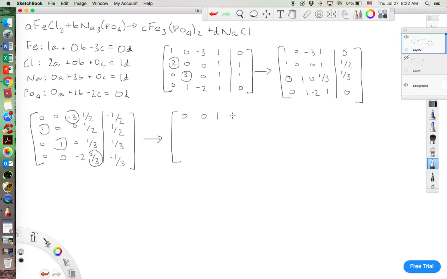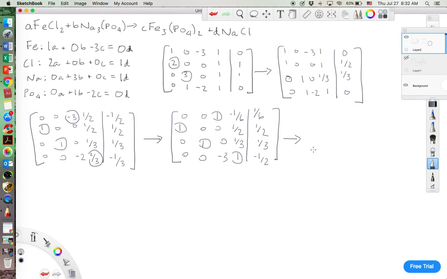0, 0, 1, -1/6, and 1/6. 1, 0, 0, 1/2, 1/2. 0, 1, 0, 1/3, and 1/3. 0, 0, -3, 1, and -1/2. Again, we're just going to continue to eliminate these variables, right? So let's identify which ones we're keeping. We're going to do some row operations, get rid of the rest.